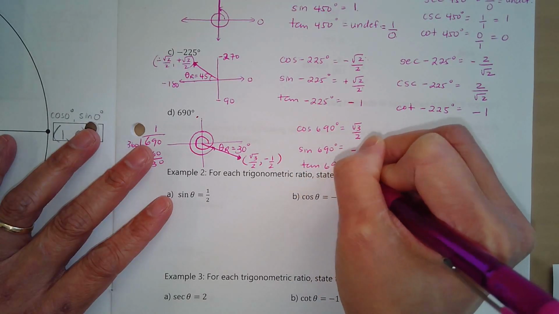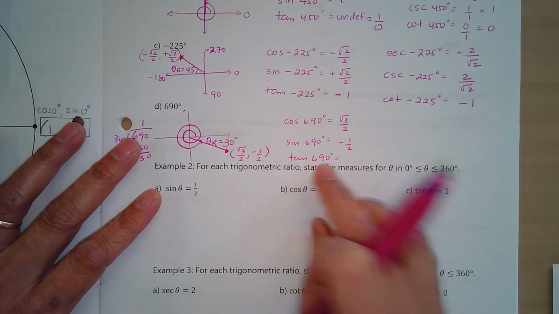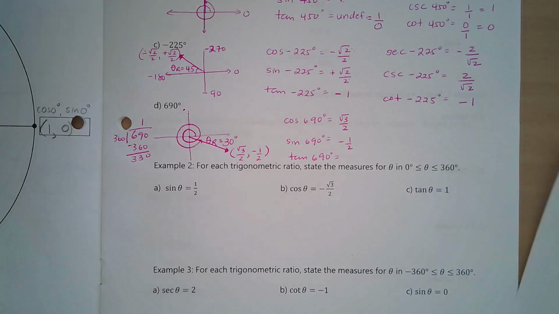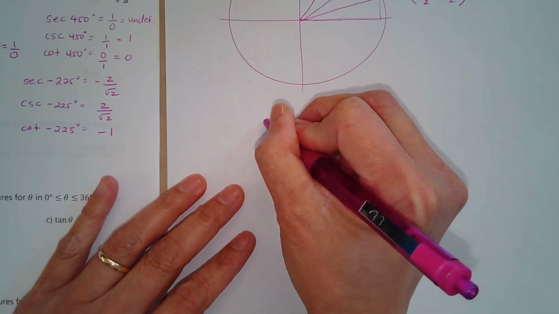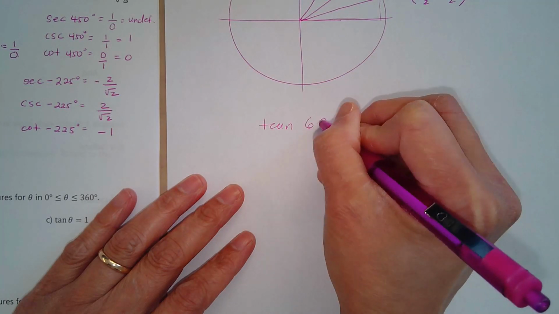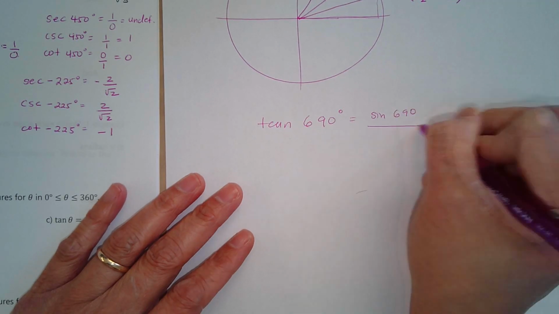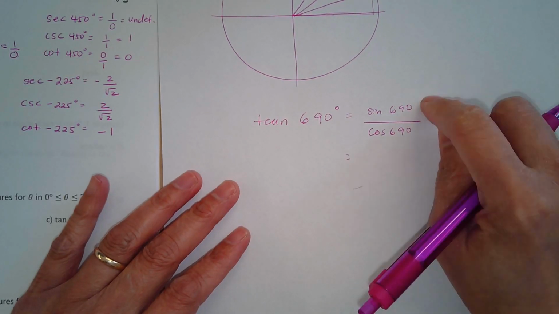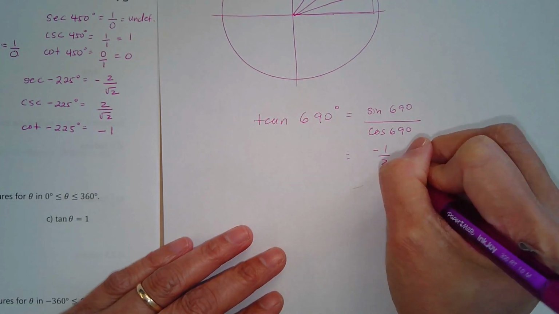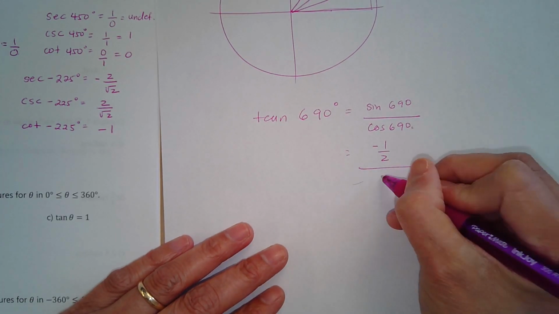Tangent of 690 degrees. Can you show the long way for that one again? Okay, 690 degrees. It's going to be some negative number for sure. So tan of 690 degrees is equal to sine of 690 divided by cos of 690 degrees. We already know the sine of 690 is negative 1/2, divided by the cos of 690, that's root 3 over 2.